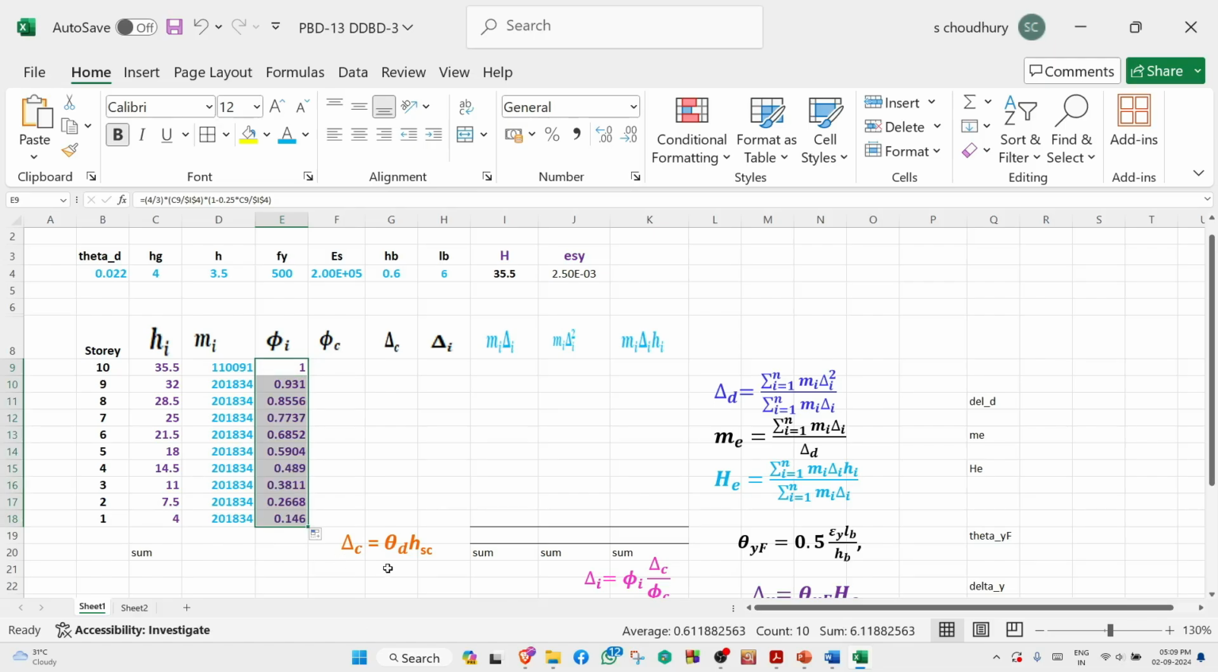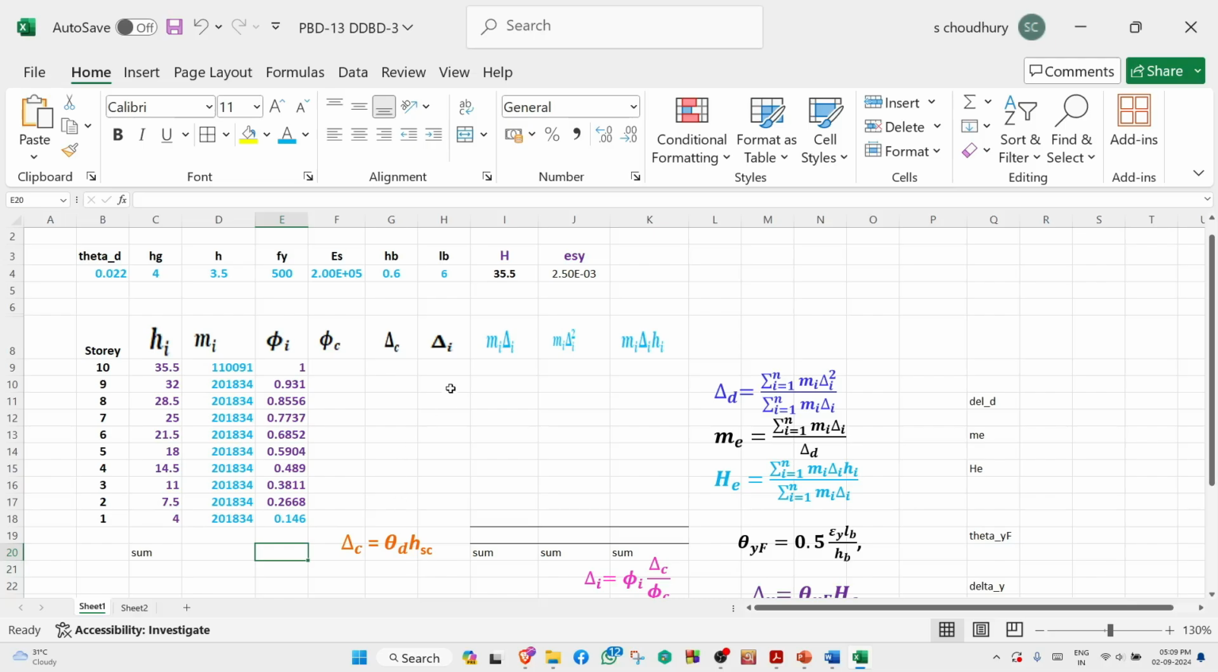Now delta C, you have to identify the critical story. Obviously the tallest story height is the ground story, 4 meter. So this is my critical story value. This is the critical story. So this 0.146 is the phi C, the value of phi at the critical story.